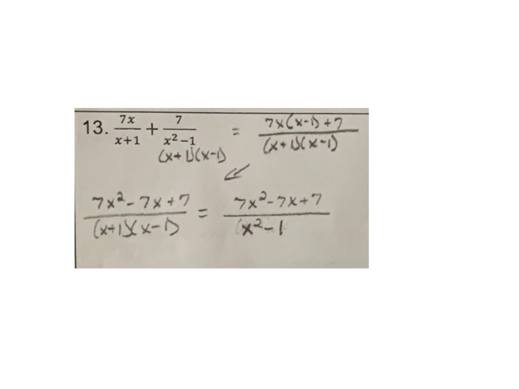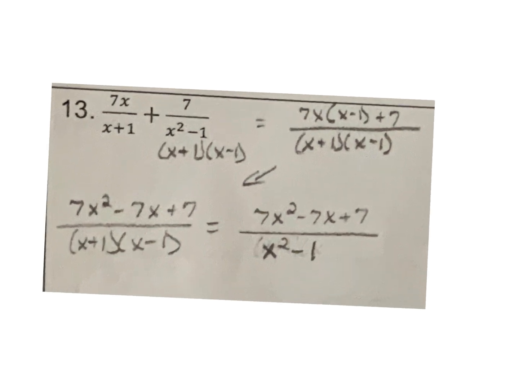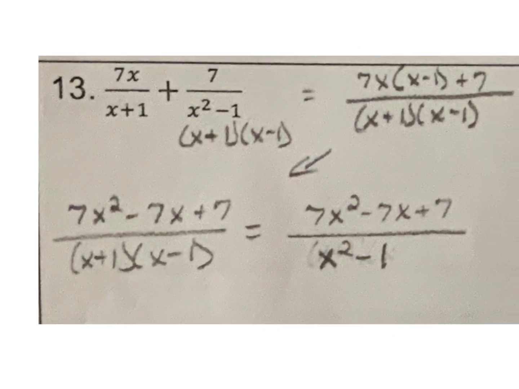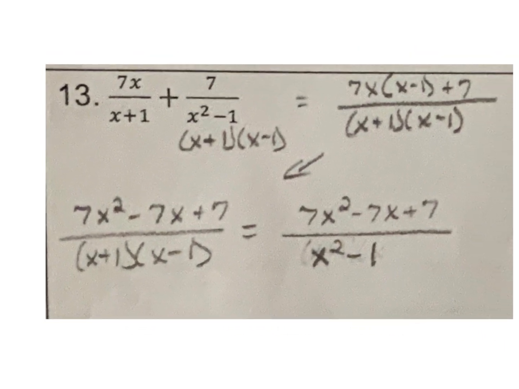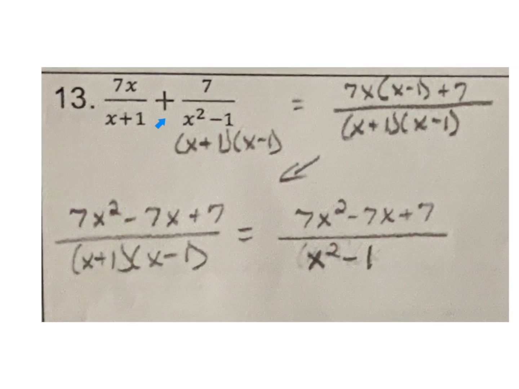Let's go ahead and take a look at number 13 here. So this is an addition problem. It's a little bit different with our denominator. You see here that the 7x has a denominator of x plus 1. And then plus 7 over x squared minus 1. Well, the first thing we want to go ahead and do is factor our denominator into x plus 1 times x minus 1. This is the difference of two squares, and that's how we factor that.